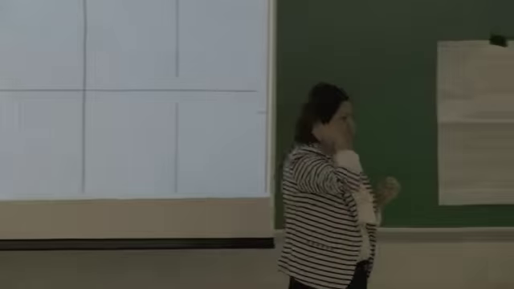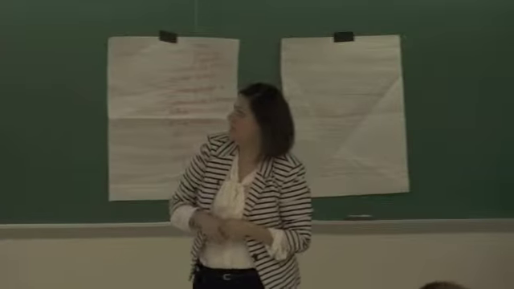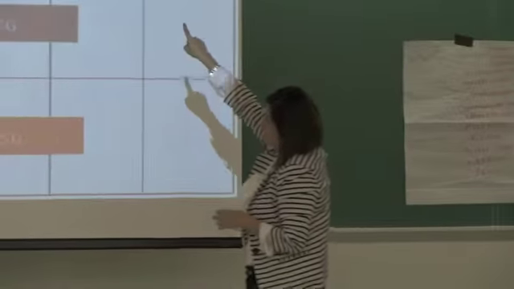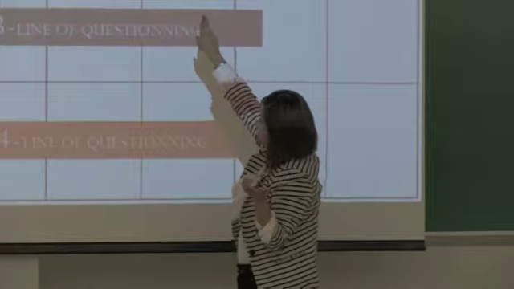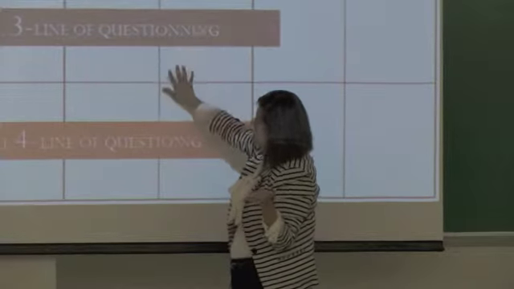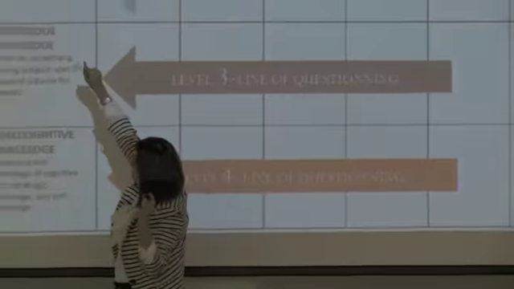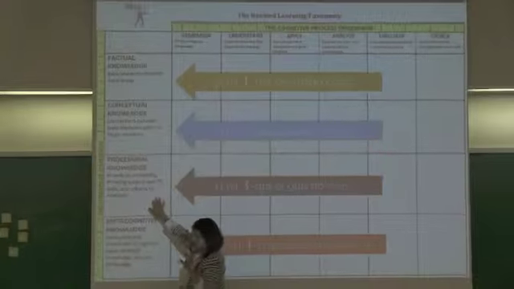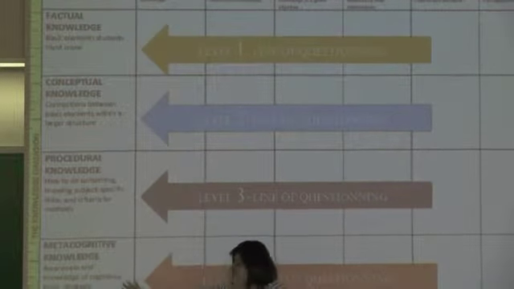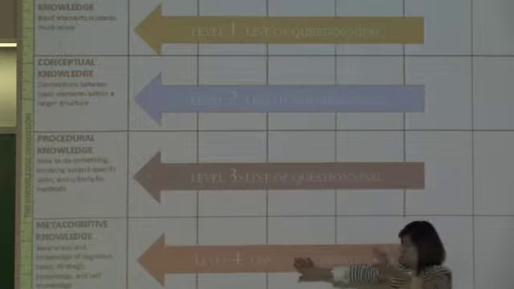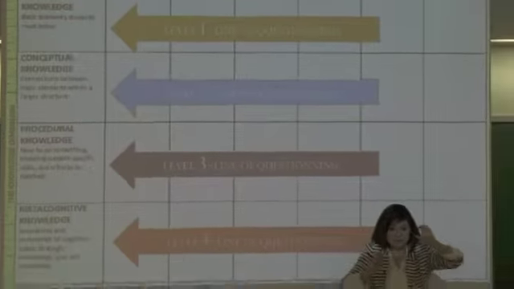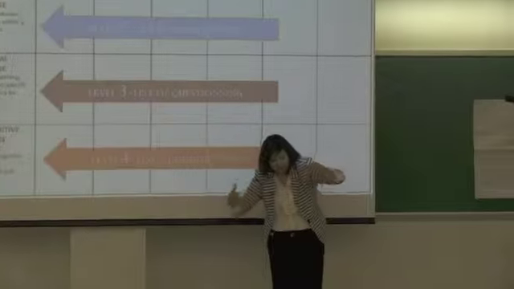Go to the next one, Mr. Casano. Okay. Level 1, line of questioning, facts. Level 2, line of questioning. Level 3, procedural knowledge. Concept, knowledge, skills. Procedural, process. Problem solving falls in here. And then metacognitive knowledge, which is level 4. Breaking it down, creating something new.